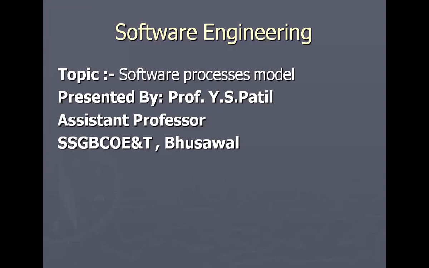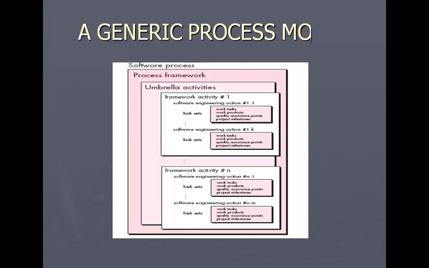Good, we have already learned software process models and the prescriptive process model, in which we learned the waterfall model and the incremental model. Now we will learn the process model in a generic way. We also call it umbrella activity. What do you mean by generic process model?